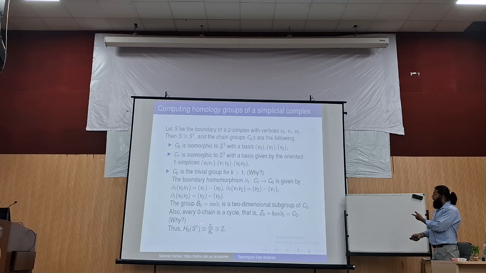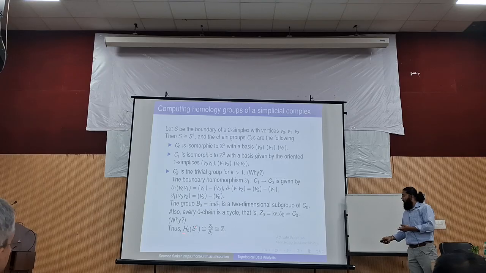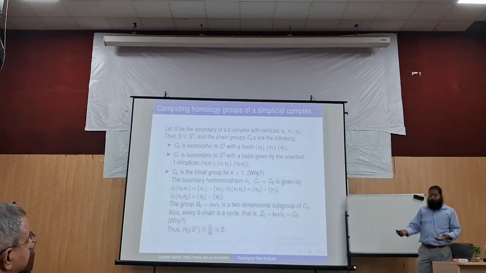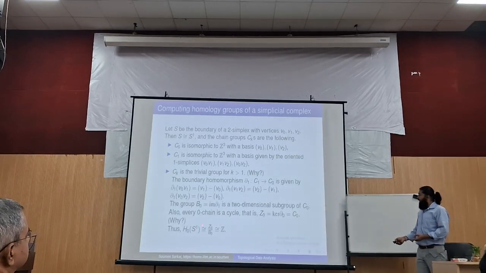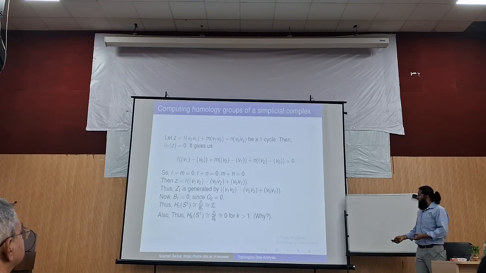So what will be the zero homology? It is nothing but Z0 quotient by B0, so that is it. Actually this is, in most cases, counting the number of connected components. So if the simplicial complex is connected, then it is always Z. So what about Z1?